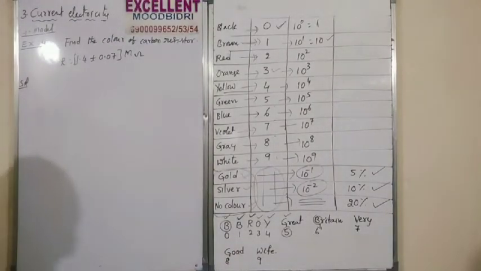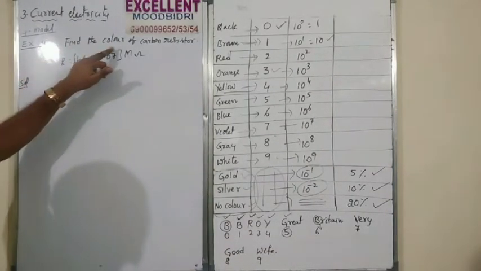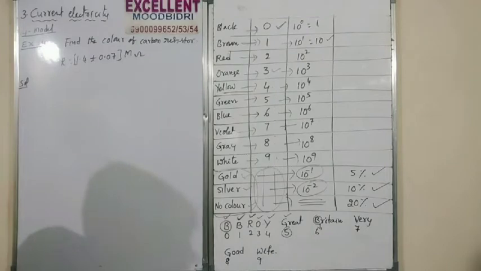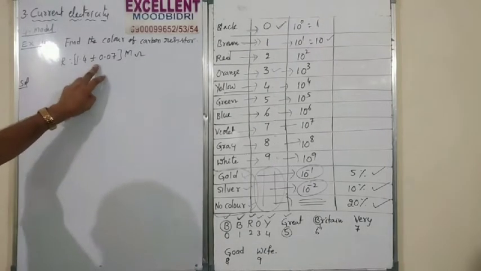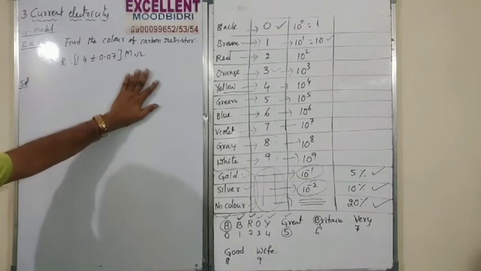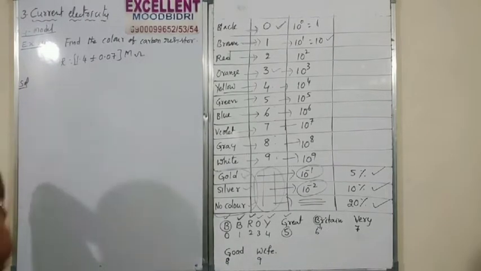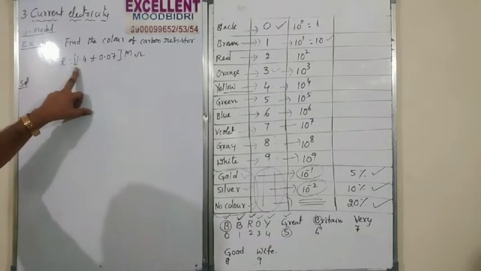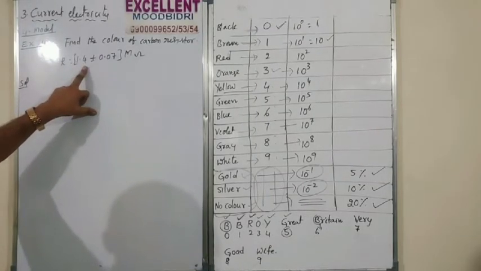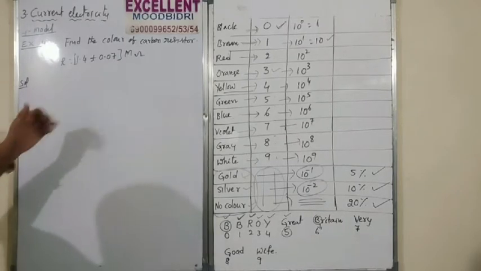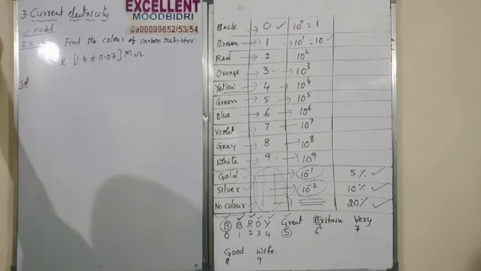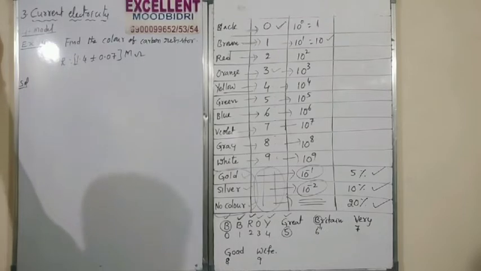Right. Next model is, find the colors of carbon resistors. Now the question is given: R is equal to 1.4 plus or minus 0.07 mega ohms. They are asking, what are the colors? So we want to calculate the tolerance from 0.07. Same procedure again.